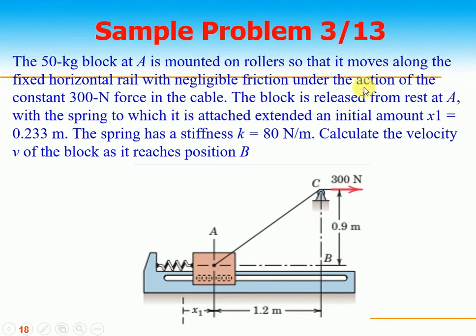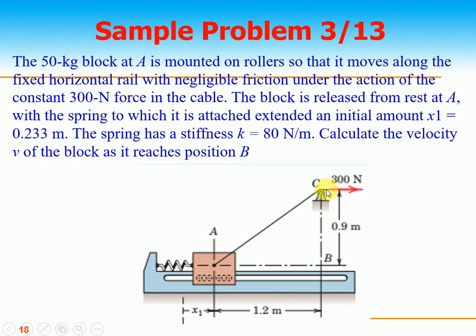Sample problem 3-13: a 50 kilogram block at A is mounted on rollers so that it moves along the fixed horizontal rail with negligible friction under the action of the constant 300 Newton force in the cable. The block is released from rest at A with the spring to which it is attached extended. The initial extension x1 is 0.233 meters and the spring has a stiffness k of 80 Newton per meter. Calculate the velocity v of the block as it reaches position B.